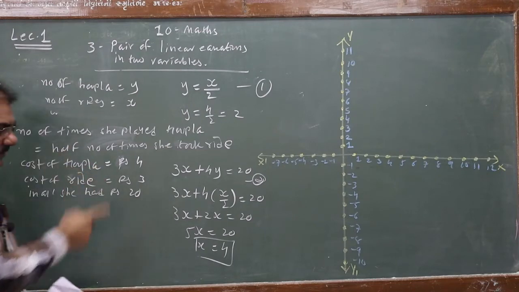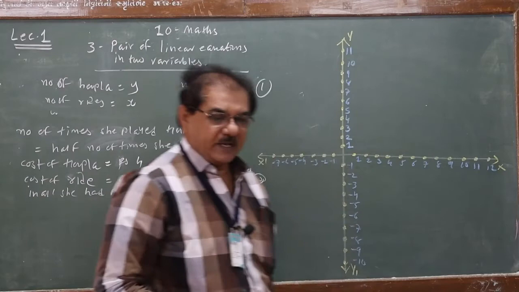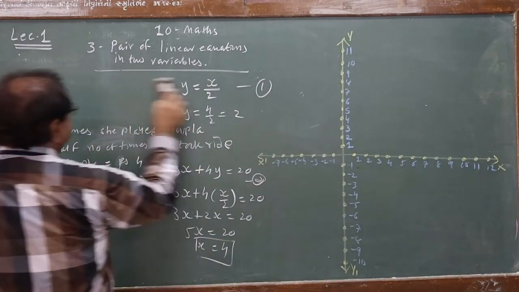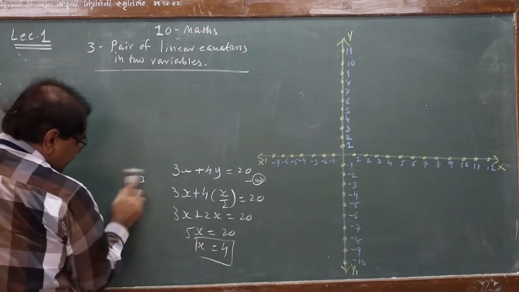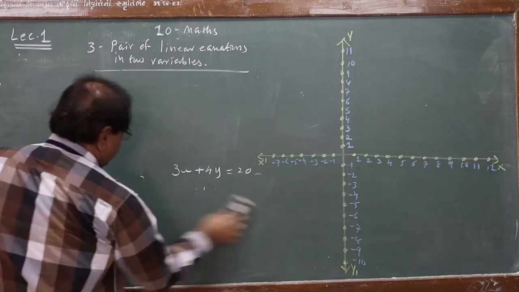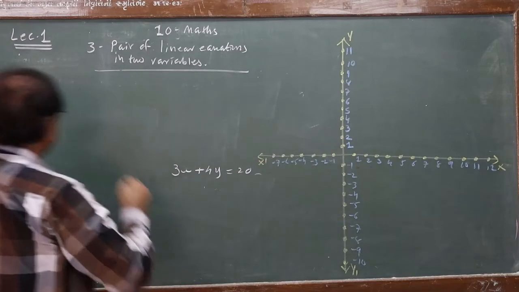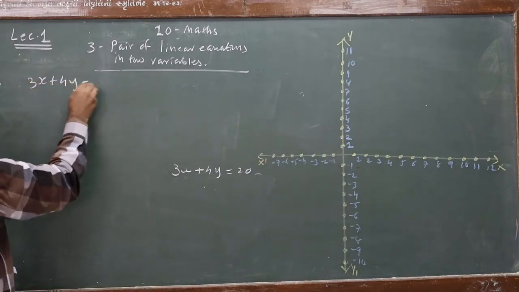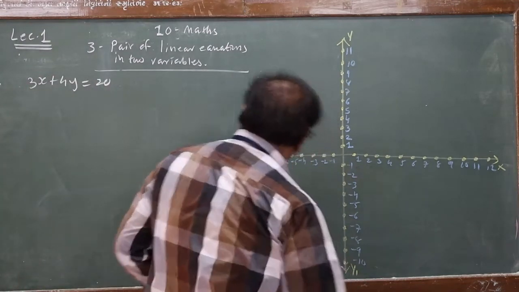So using this linear equation in 2 variables, we can solve such practical problems. Okay, so it is the understanding. Now I take this equation, 3x plus 4y is equal to 20. It is the equation, for example, I took.